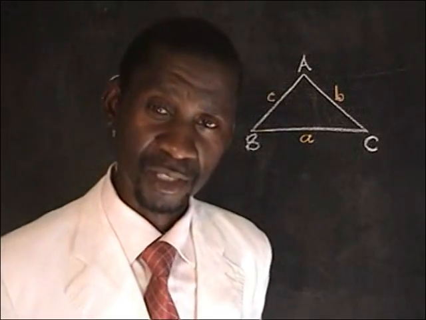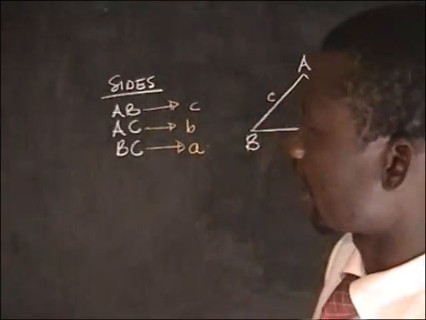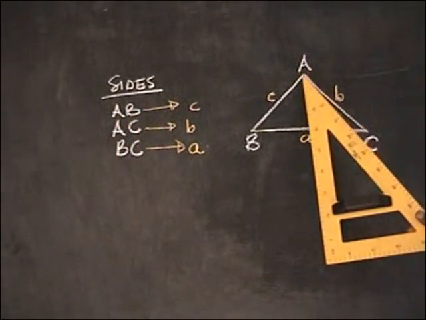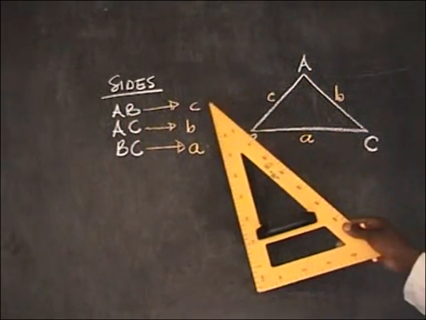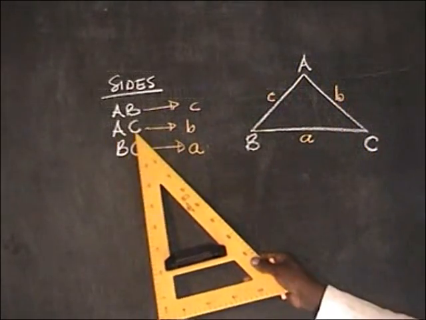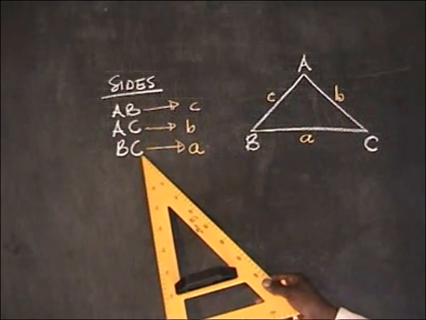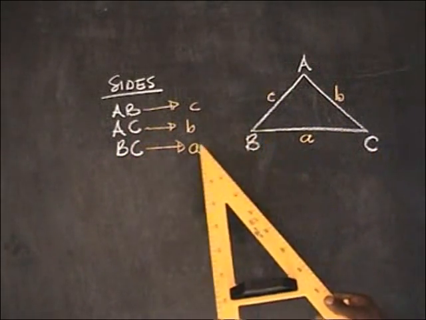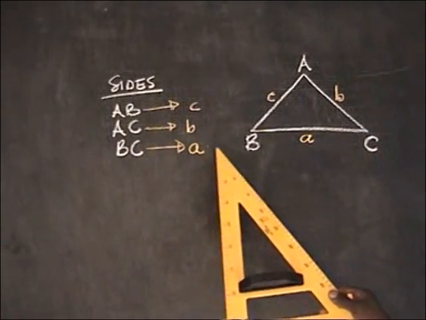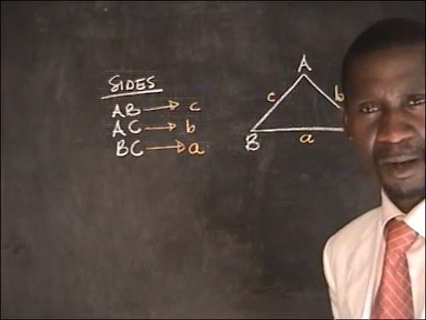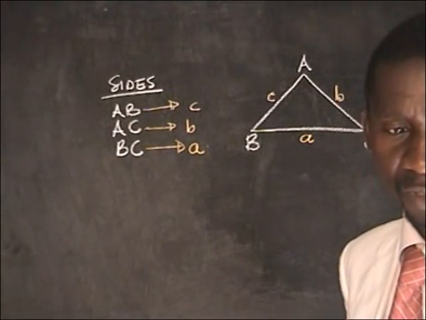You either use two capital letters or a single small letter, like I have applied them. This is AB from the diagram, A to B, and this is small letter c. And this is A to C, and this is small letter b. AC is small letter b, and BC, B to C, in capital letters. Then if you don't want to use capital letters, you use this small letter a, and I have explained how to come about these small letters.